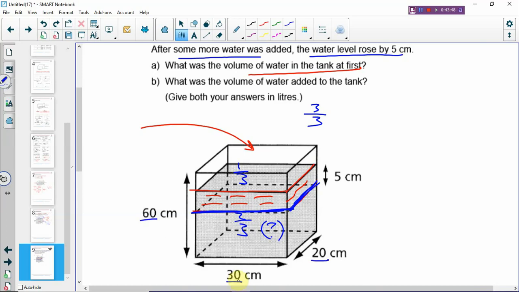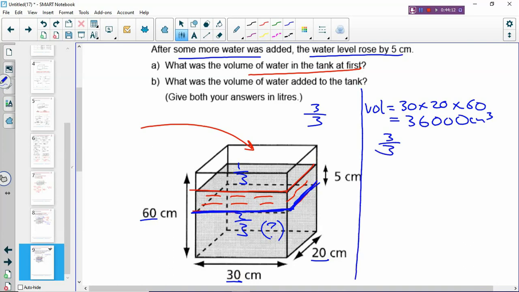So I can actually find the volume of the whole container. Volume is equal to length times breadth times height. So 30 times 20 times 60, you will get 36,000 cm cube. And isn't that your 3/3? Right, 3/3. So it means that your one whole is the whole container. One whole represents the volume of the whole container, which is 36,000 cm cube.